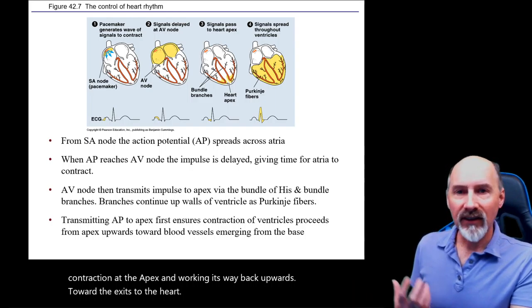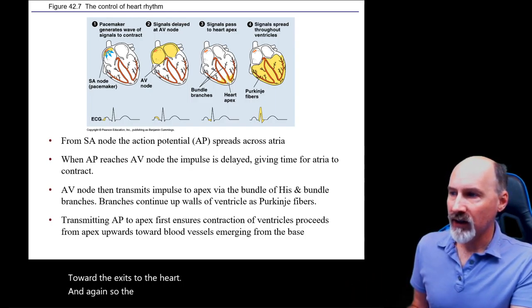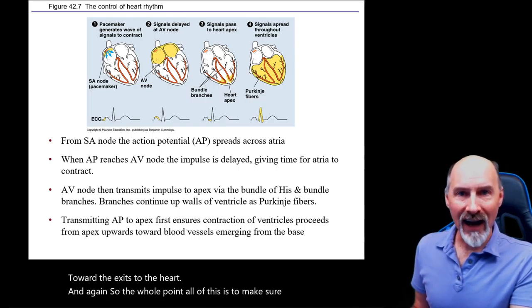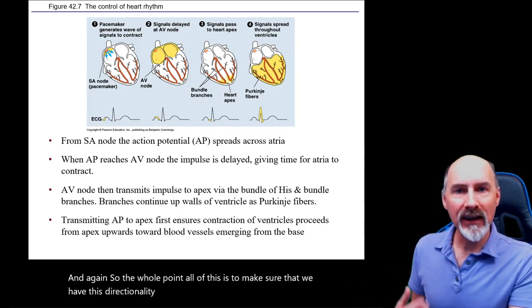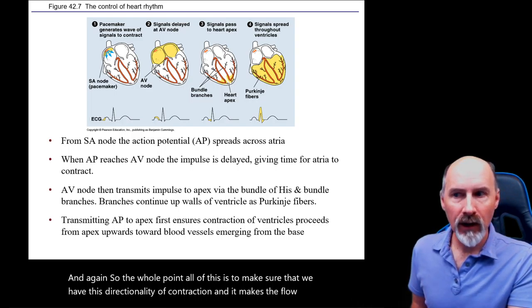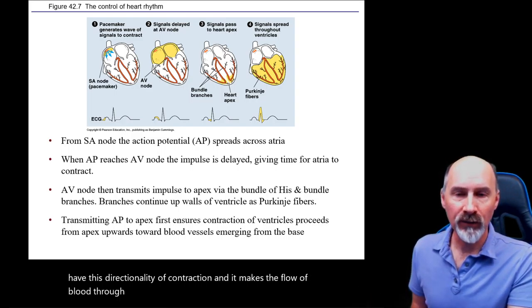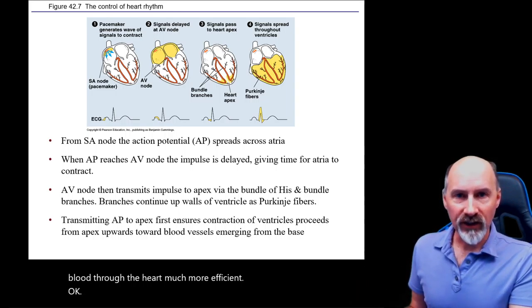And again, the whole point to all of this is to make sure that we have this directionality of contraction, and it makes the flow of blood through the heart much more efficient. Okay. So that's the conduction system of the heart.